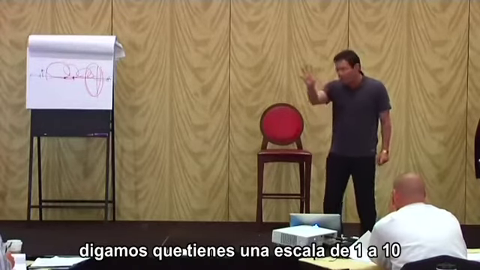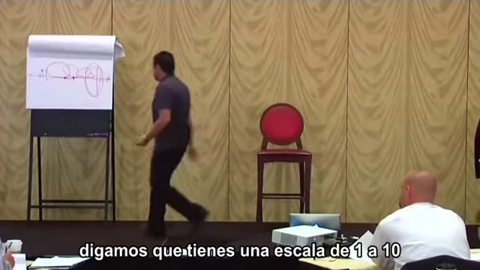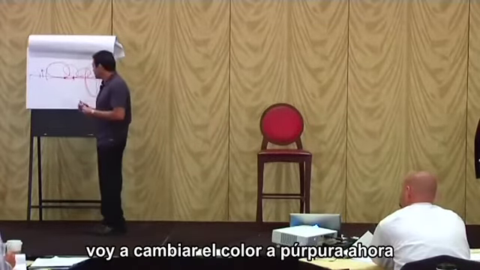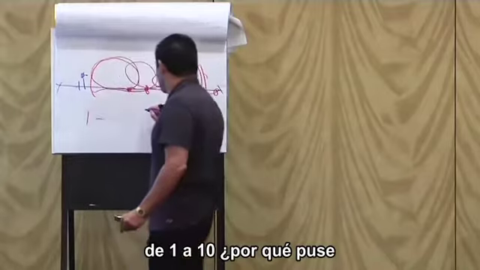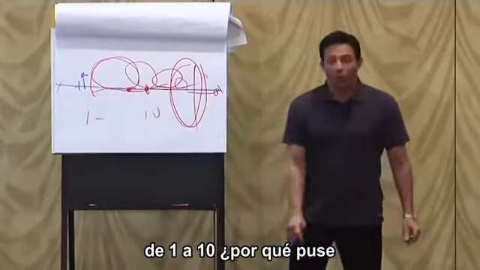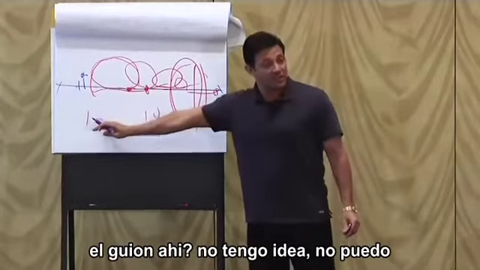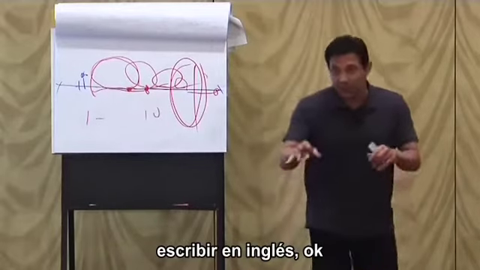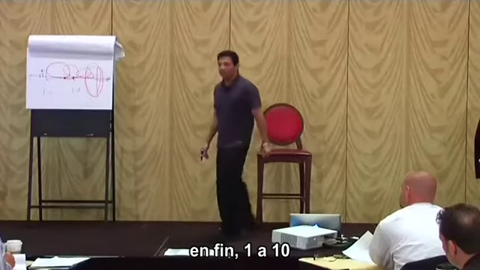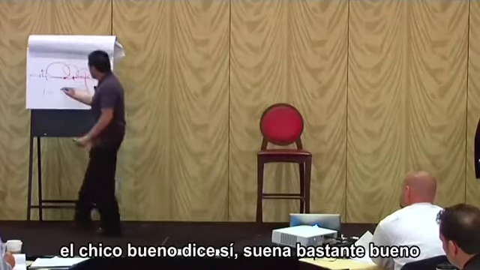He's at a certain, let's say you have a scale of 1 to 10. I'll switch to purple now. Make this nice little rainbow. 1 to 10. Why did I put the dash there? I have no idea. I can't write English, okay? I can type it, right? So anyway, 1 to 10. Okay, let's make little dots to fill it in.